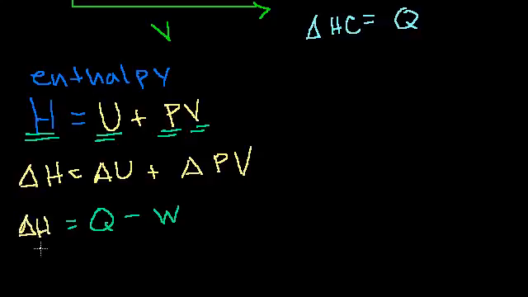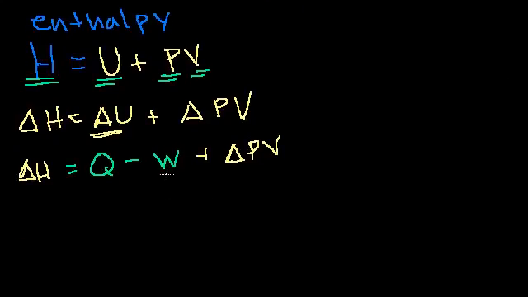The change in enthalpy is equal to the heat applied minus the work done. That's just the change in internal energy. And plus delta PV. This is just from the definition of my enthalpy. Now this is starting to look interesting. What's the work done by a system? So I could write change in H, or enthalpy, is equal to the heat applied to the system minus the work done by a system.